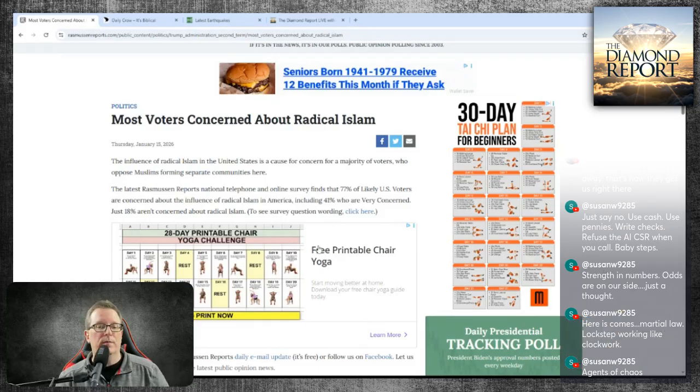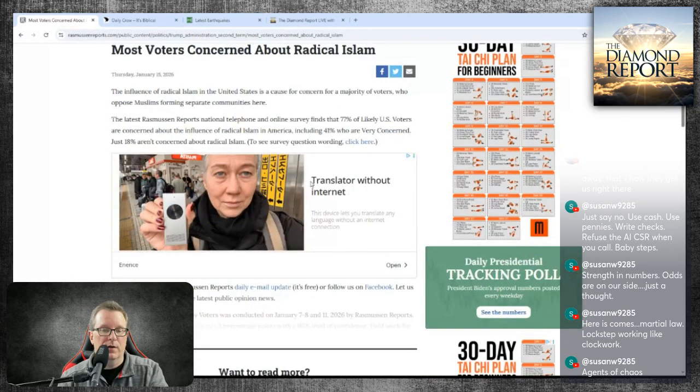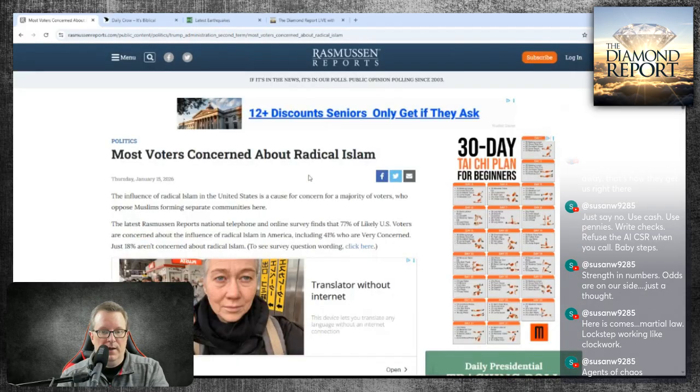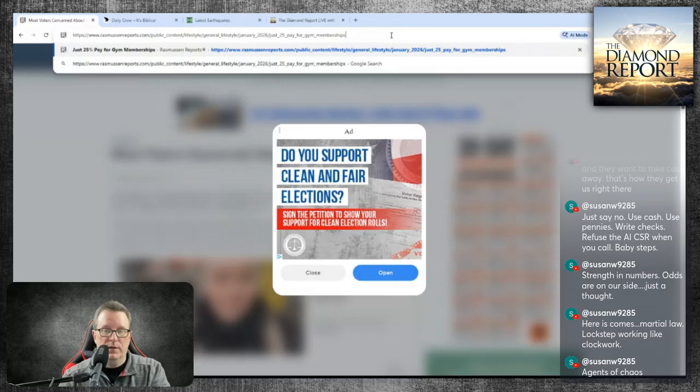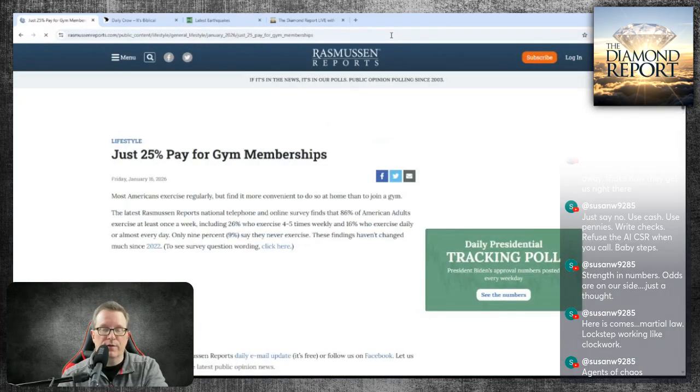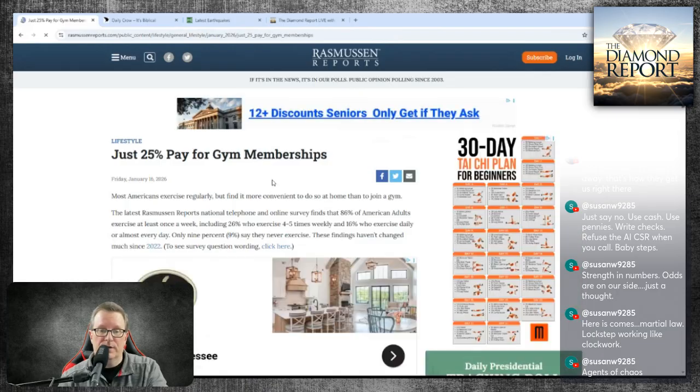Not at all. Nope, it's just totally fine and nothing's wrong. 18% have no idea about radical Islam, apparently. 41% are very concerned, and 77% are concerned to some degree. Well, you should be. You should be very concerned because you can sum up Islam, and it's not radical Islam, it's just Islam. You can sum it up with 3 words: convert or die. That's what Islam is really about. Convert or die.